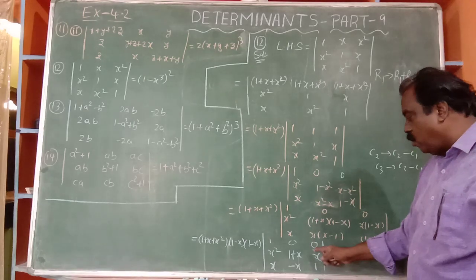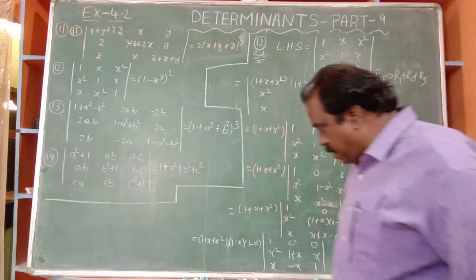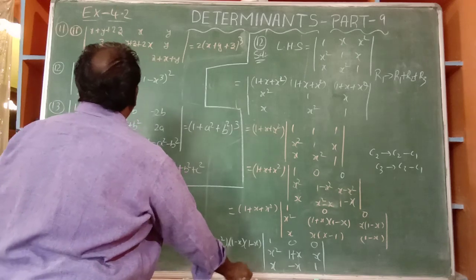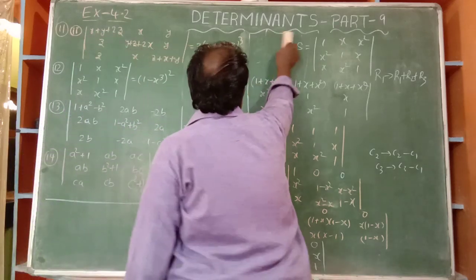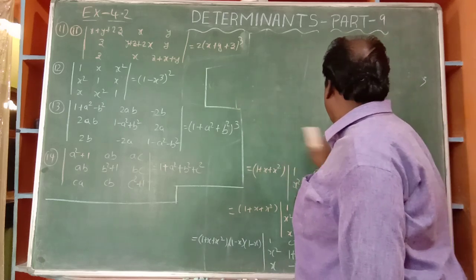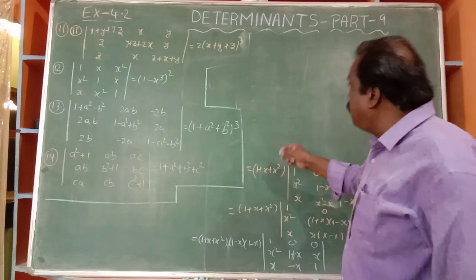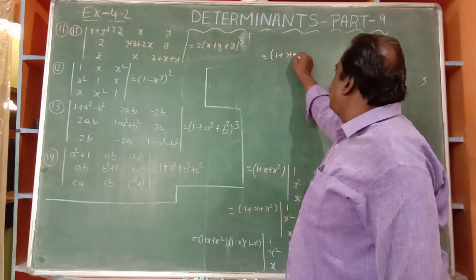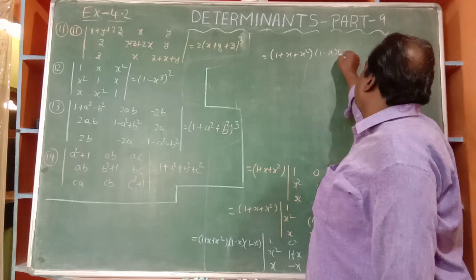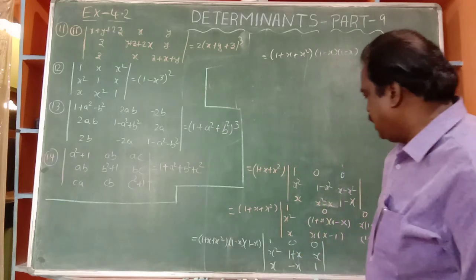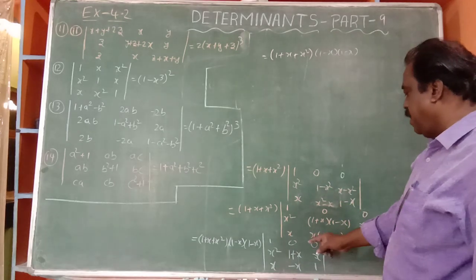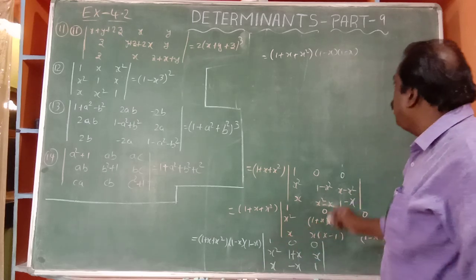Now this is the thing. Just observe it. The same steps: it is 1 plus x square, and it is 1 minus x of 1 minus x. Now, in the ultimate step in the determinant, 1, 0, 0 is there.